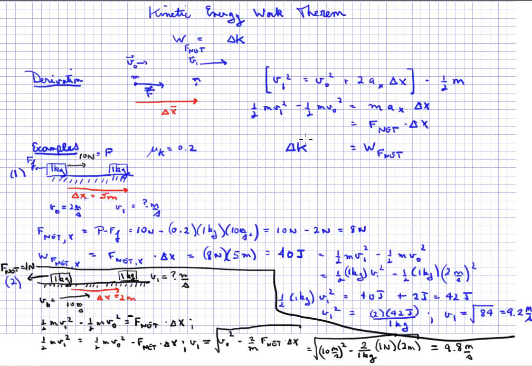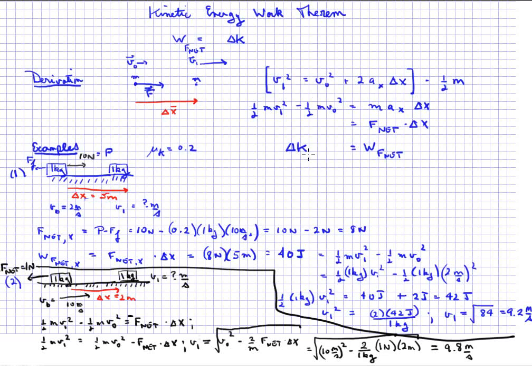On the left side of the equal sign, I have these two difference terms, but each one of these represents the kinetic energy. This the later kinetic energy, this the earlier kinetic energy, and the difference between those two is going to be the change in kinetic energy. So that's the kinetic energy work theorem.